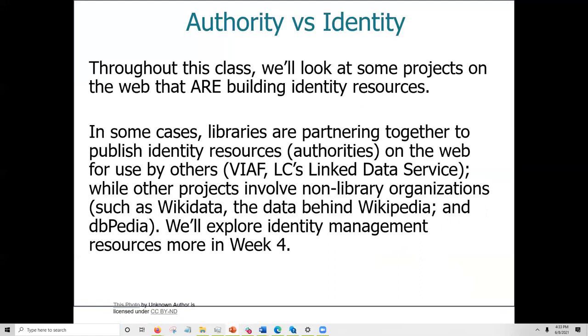So throughout this class, we're going to look at some of those projects on the web that are building those identity resources. We already talked a little bit about Wikidata. We're going to look a lot more at these. We are starting to partner together to publish identity resources authorities, if that's an easier fit for you.